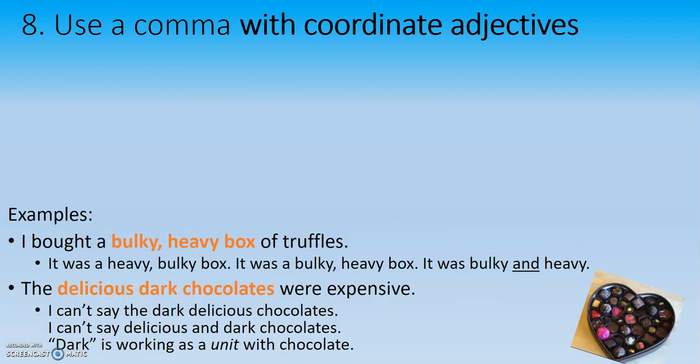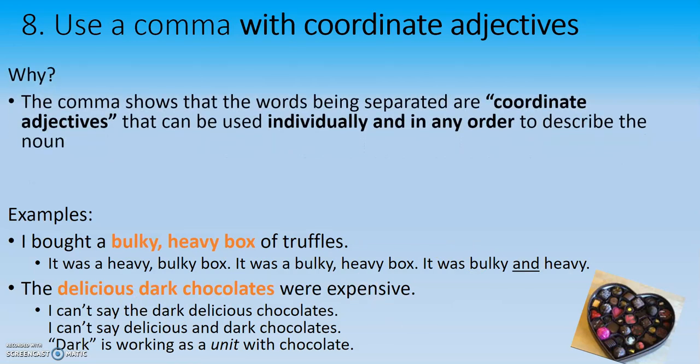Well, here's the kind of tricky rule. So the comma shows that these words are coordinate adjectives. That means they can be used individually and in any order. So in other words, I can say I bought a bulky heavy box, or I bought a heavy bulky box. It doesn't matter. And I can also say I bought a bulky and heavy box.